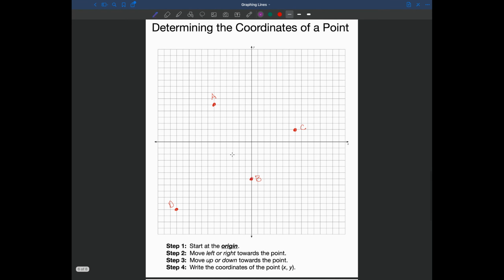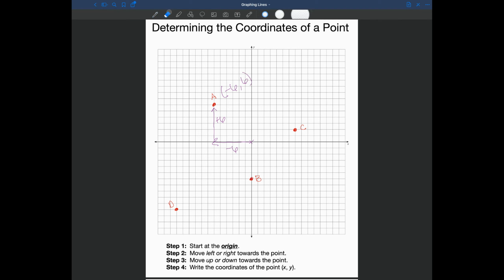The opposite of that would be determining the coordinates of a point. So here they give us a coordinate point, and we need to tell what it is. So we start at the origin. We're going to move left and right. So we need to go 1, 2, 3, 4, 5, 6 to the left. So this was a negative 6. And then we're going to go up 1, 2, 3, 4, 5, 6. We went up 6. So our coordinates are negative 6, 6.